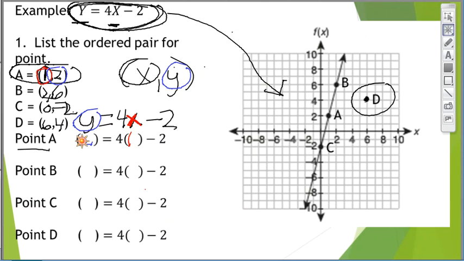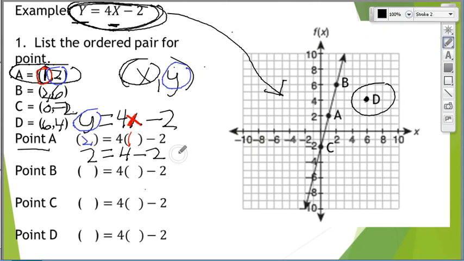Now, is this true? Does 2 equal 4 times 1 minus 2? Well, let's figure that out. We know that 4 times 1 is 4, and we're going to have to do that multiplication first. And then we do our subtraction. And 2 is equal to 4 minus 2. I wanted that to be a check mark. Sorry about that. Okay, so we would say, yes, this is a true statement, which means that this point is on this line. Any point that is on this line is going to give us a true statement when we plug it into the equation.